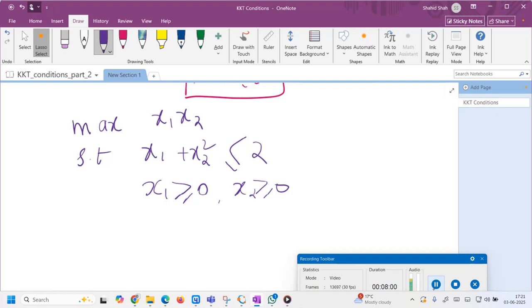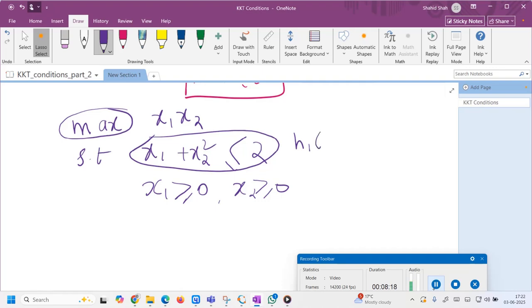First thing, think about it. Is this optimization problem in the standard form? No. Why? First of all, we know that in standard form it must be a minimization problem. Here it is a maximization problem. This constraint is fine. It is less than or equal to, so we can define one constraint as h1 of x equals x1 plus x2 square minus 2. So this constraint can be written as h1 of x is less than or equal to 0.